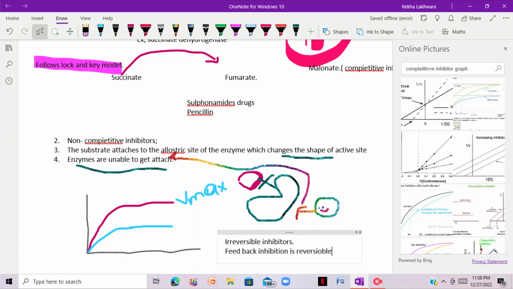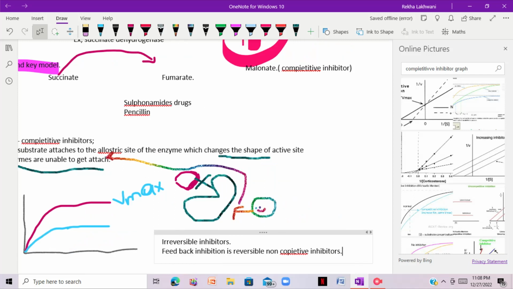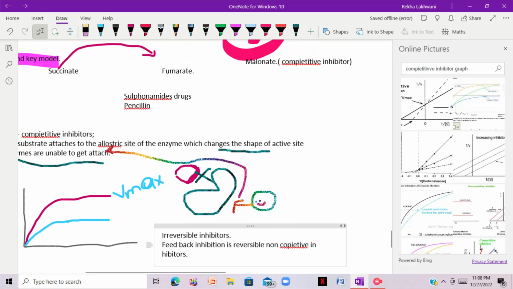So, for example, we have some examples too. For example, we have cyanides. Basically, these cyanides combine with cytochrome oxidase, and they retard cellular respiration.